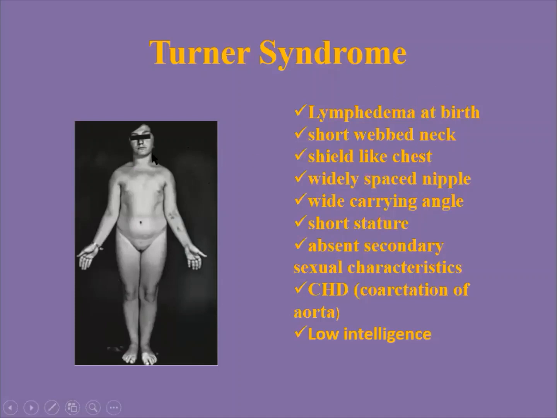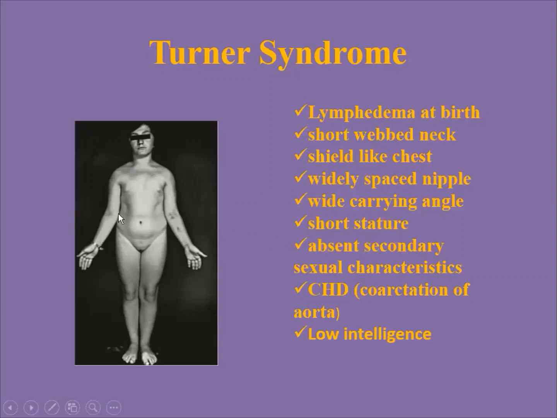Short web neck is short, and web is something like this. Here it is not very prominent. In some people, the web is very prominent. Then the shield-like chest and widely spaced nipples, wide carrying angle, right? And carrying angle is the angle here between the body and the forearm. So for a normal person, it may be like this. For her, it is deviating away.